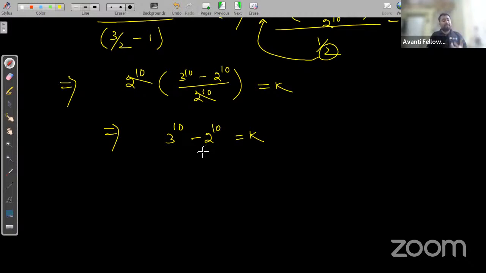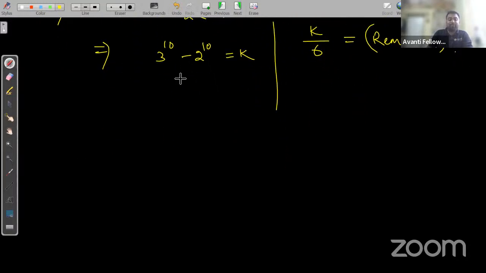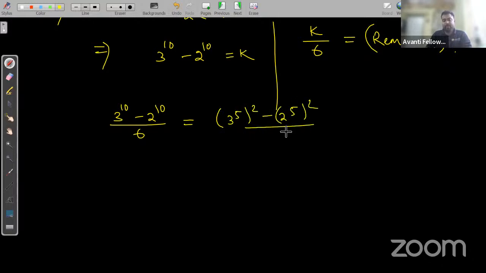Now, in the question, it is asking if k is divided by 6, then what is the remainder? So how can we divide k by 6? We got k as 3 raised to 10 minus 2 raised to 10. Can we write this as 3 raised to 10 minus 2 raised to 10 upon 6, which can be written as 3 raised to 5 square minus 2 raised to 5 square divided by 6.